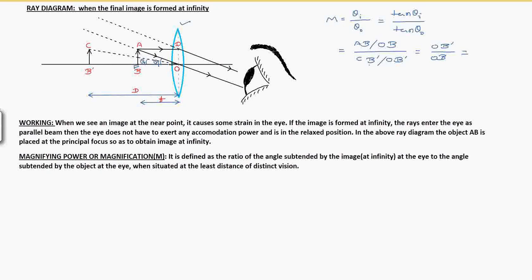But OB dash is the least distance of distinct vision, or OB dash is the image distance. Here it is equal to minus D. And OB is the object distance, and here the object distance is equal to the focal length. So minus F. Why are we taking it as minus? Because it is the object distance. So here the object distance is equal to minus F. So this is equal to D divided by F.